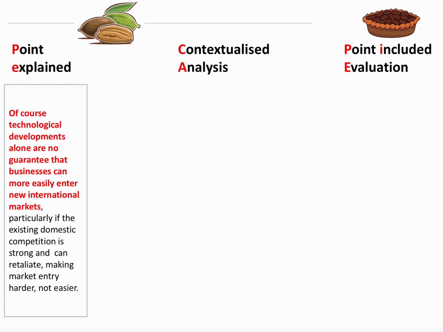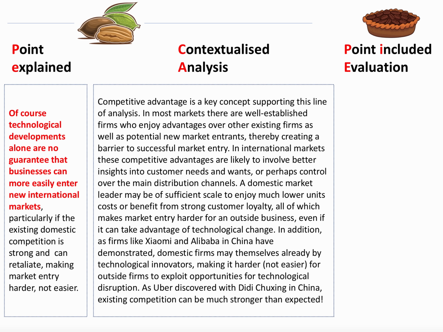And why? Well, the point we're going to develop here is that existing domestic competition may be strong and they can retaliate, which may have the effect of making market entry pretty hard. That's the point, isn't it? Existing market players can retaliate, particularly if they're strong. So we just need to add a bit more context and use a bit more relevant business theory to support that point. It doesn't need to be 5 pages, just a nicely argued piece of contextualized analysis will do the trick. Let's look through.